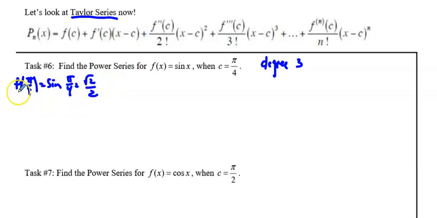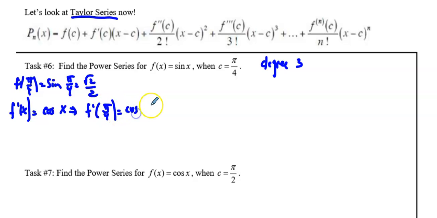What I tend to do is make a little list here. I'm going to do f prime of x, and f prime of x is going to be cosine of x. Again, we're just going to find a degree of 3, so we're going to do 3 derivatives here. So f prime of pi over 4 is going to be the cosine of pi over 4, which is also the square root of 2 over 2. And we're going to do this 2 more times.